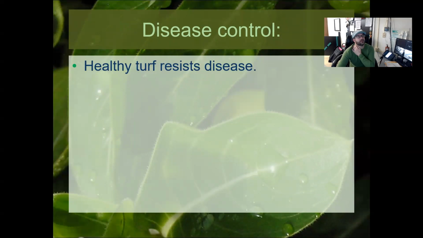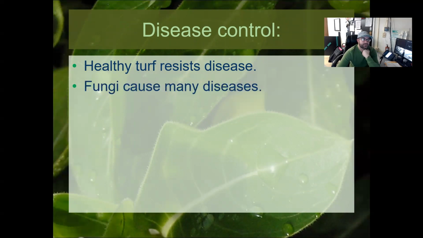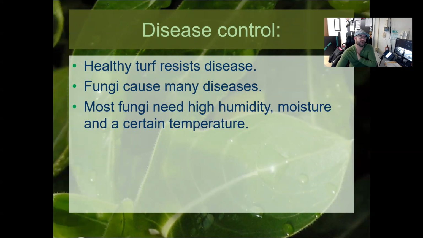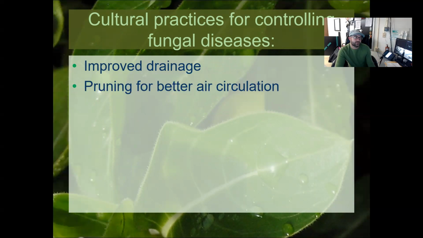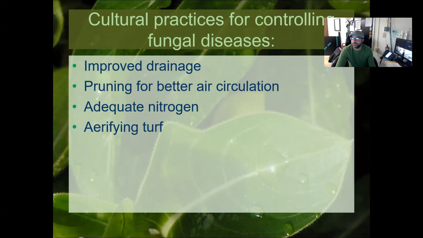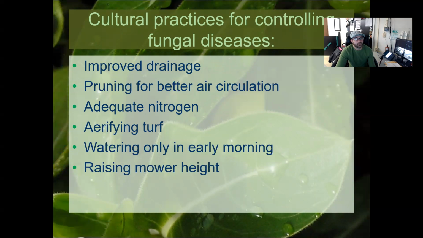Disease control. Healthy turf resists disease. Fungi cause many diseases. Most fungi need high humidity, moisture, and certain temperatures. Looking at cultural practices for controlling fungal diseases: improved drainage, pruning for better air circulation, adequate nitrogen, aerifying turf, watering only in the morning, and raising your mower height.